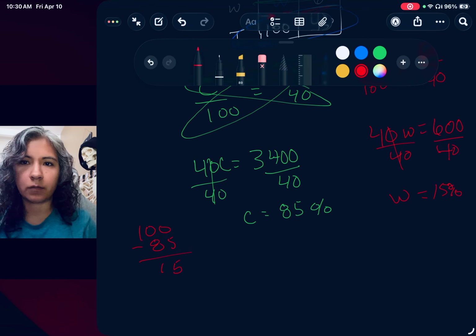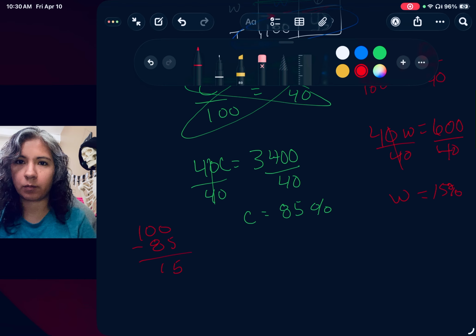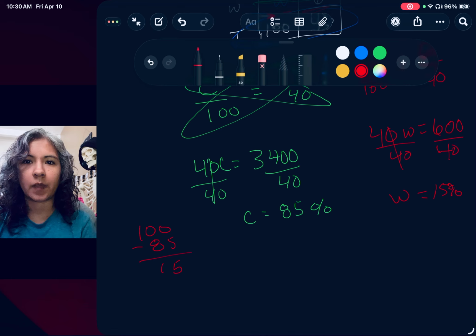So these are ways that you can do ratios to solve percentage problems. That's all for this lesson. Let me know if you have any questions.